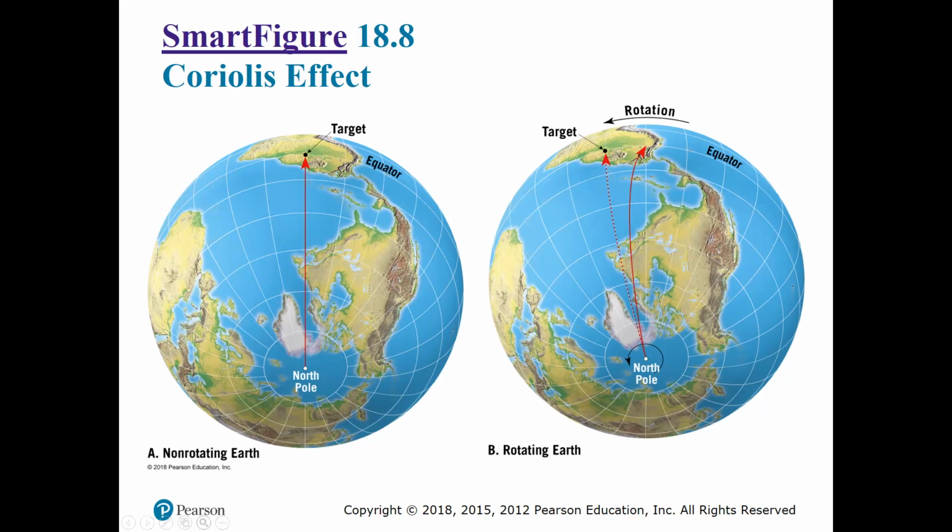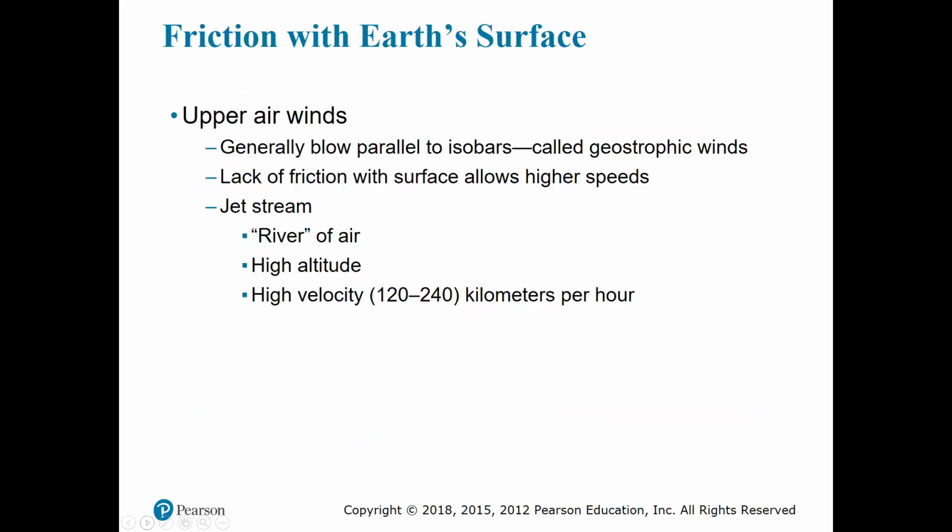So when we look at friction, this is going to be the third effect on wind. It is important only within a few kilometers of Earth's surface. So friction creates drag. So this is going to slow down the air movement and also alter wind direction.